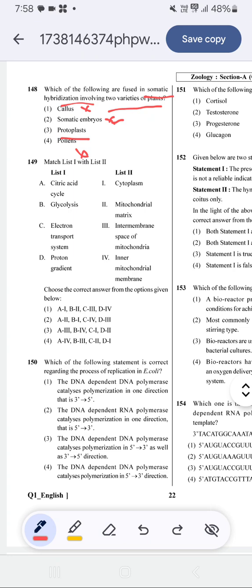So what is protoplast? Cytoplasm with nucleus is known as protoplasm. So the protoplasm of two different cells will be fused to form somatic hybrids. The process is called somatic hybridization. So the answer will be 3. Next.